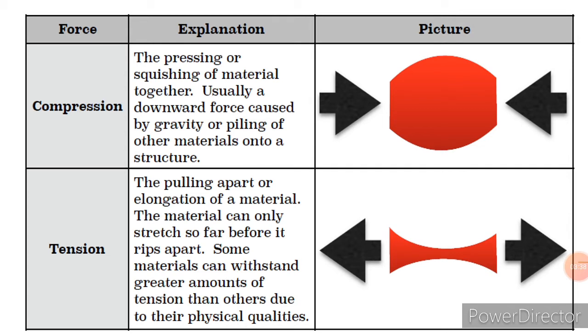When we talk of compression, we are looking at the pressing or squishing of materials together, usually a downward force caused by gravity or pulling of other materials onto a structure. So compression is a force that pushes material closer together. While with tension, we're talking about the pulling apart or elongation of a material. The material can only stretch so far before it rips apart. So the tension of a material depends on the kind of material and the strength of the material. Tension, which is a force created when a material is stretched, is an example of an internal force.